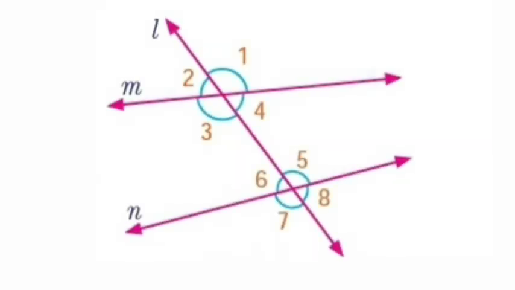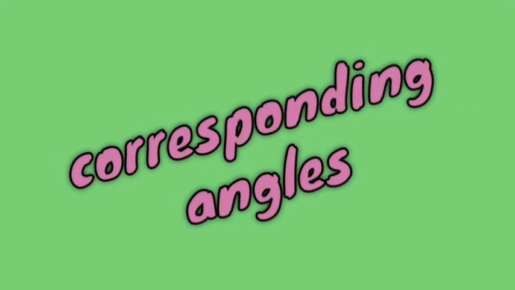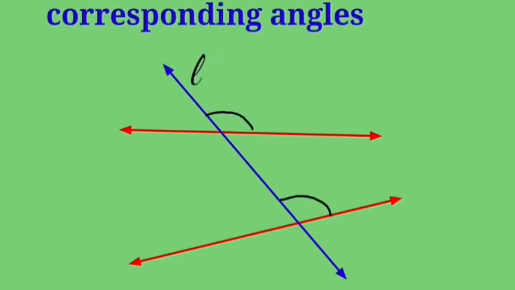If a transversal meets two lines, 8 angles are formed at the points of intersection, as you see in the diagram. We can classify these angles into different types such as corresponding angles and alternate angles. Let us learn about these angles in detail. Here in this diagram, the pair of angles which you see as A and B are called corresponding angles.